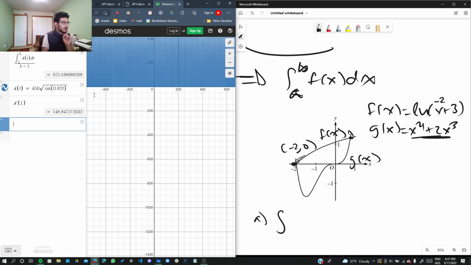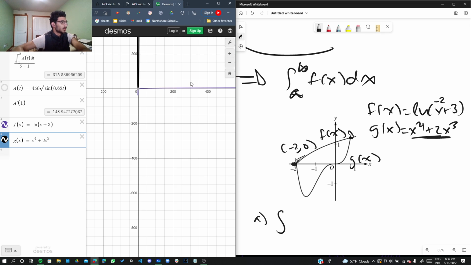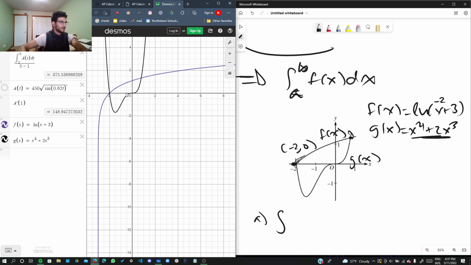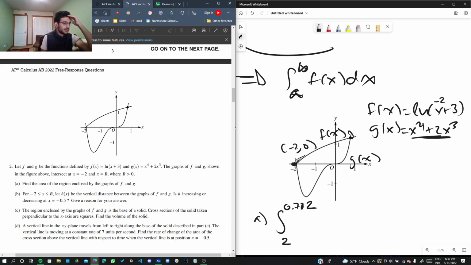We need to find the intersection points between f of x and g of x. So let f of x equal natural log of x plus 3, and g of x equal x to the fourth plus 2x cubed. There we go. And I'm going to get rid of this. Okay, yeah, we see this function up there. Anyways, on the calculator, you can figure out the intersection point. It starts at -2, but it ends at 0.782. So we go from -2 to 0.782. We just need the x because we're traversing through the x.